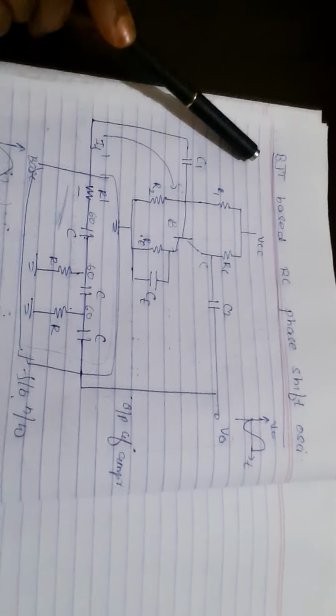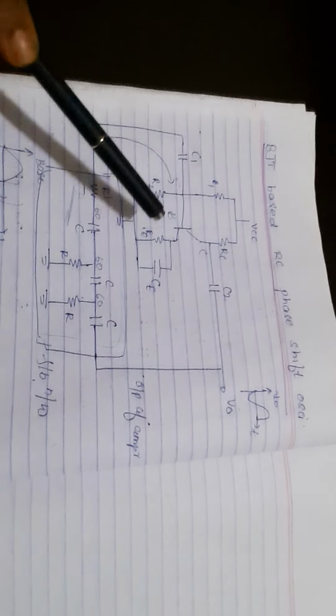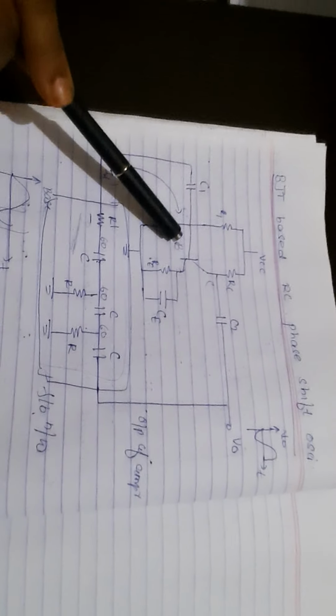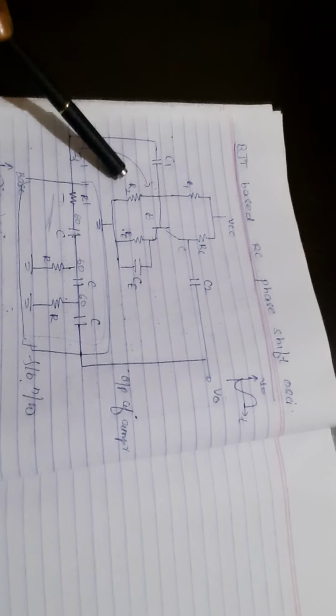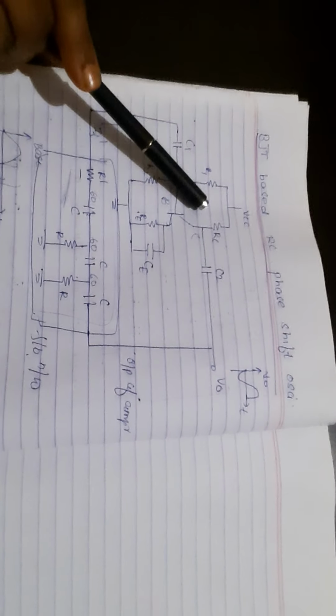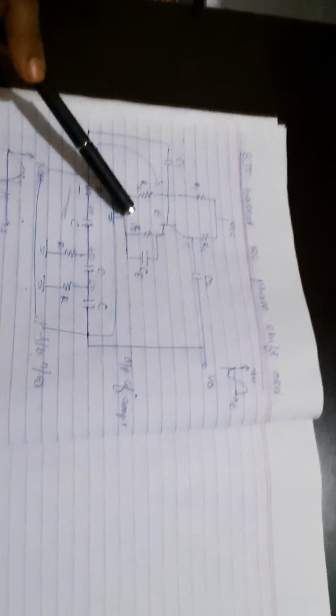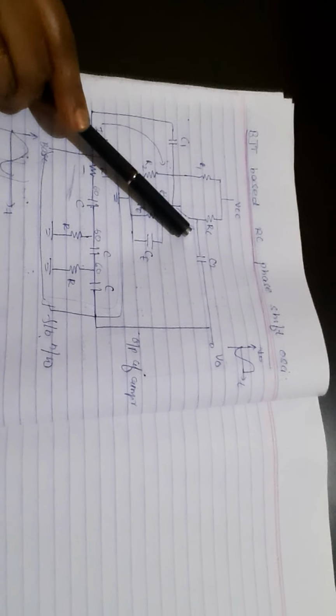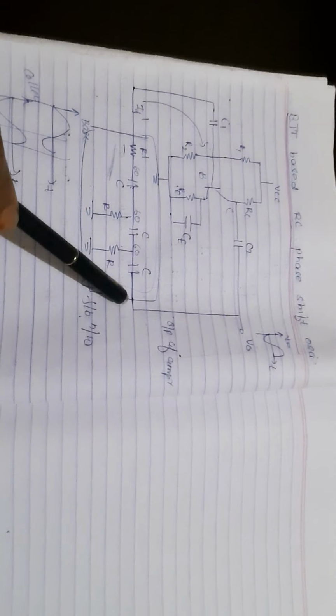I'll repeat once again. This is the RC phase shift oscillator where the BJT is used. This is our BJT, which has 3 terminals: base, collector and then emitter. To the base we have given resistances R1 and R2. To the collector we have given resistance RC. The emitter resistance is RE. These are the coupling capacitors C1 and C2. Output is measured at the collector, and input to the base is this feedback network. Input to the feedback network is the output of the amplifier.